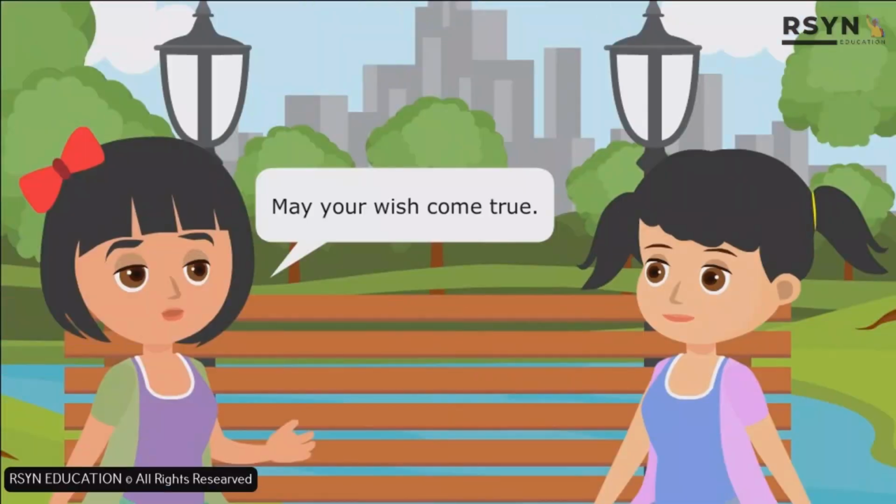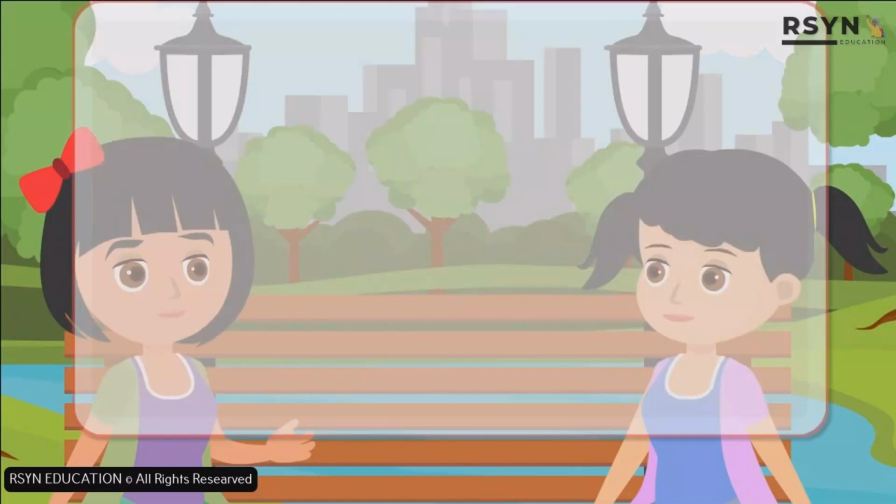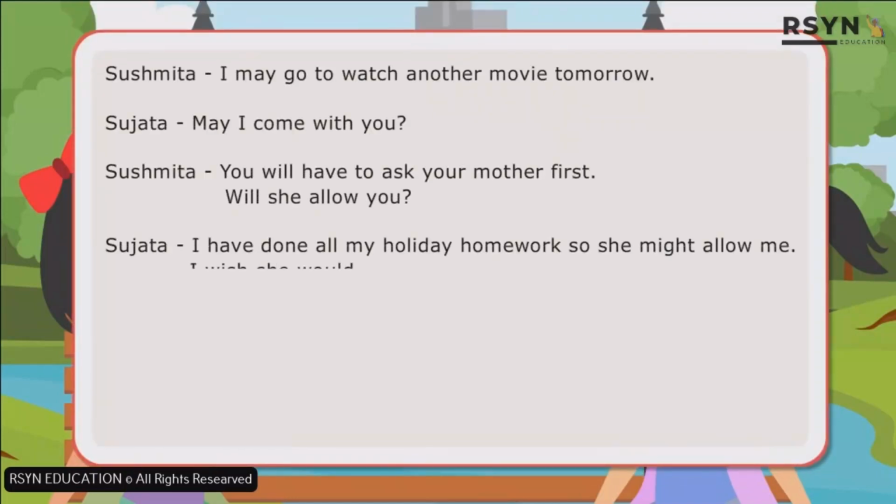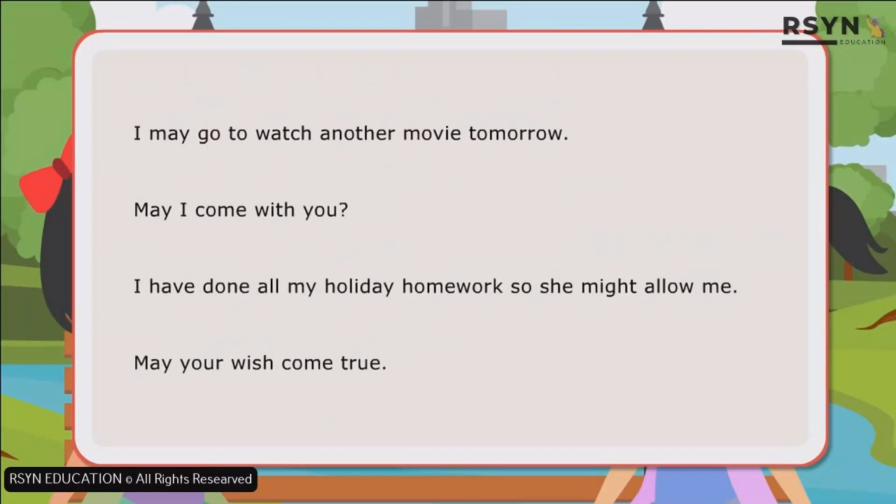In the dialogues, the girls have used may and might to ask for and grant permission, for possibility, and to express a wish. Here are examples of sentences with may and might. I may go to watch another movie tomorrow. May I come with you? I have done all my holiday homework, so she might allow me. May your wish come true.